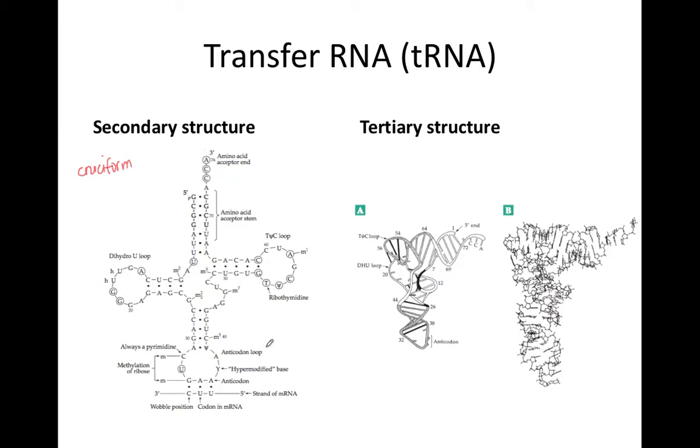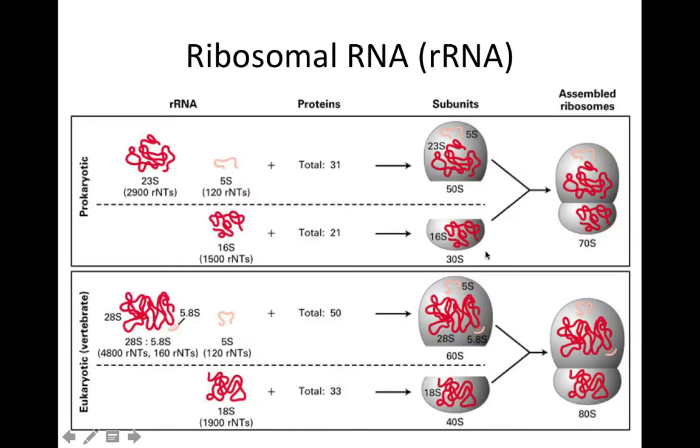So this cruciform shows the secondary structure of the tRNA, but it also folds on itself such that you have the tertiary structure, and the tertiary structure looks something like this. It's kind of like a reverse L form. This is the part here that interacts with the messenger RNA, and this is the part here where the amino acid binds. So next we look into the ribosomal RNA.